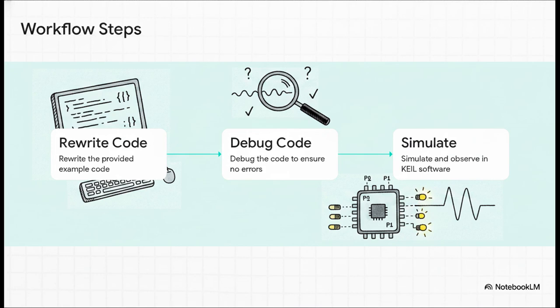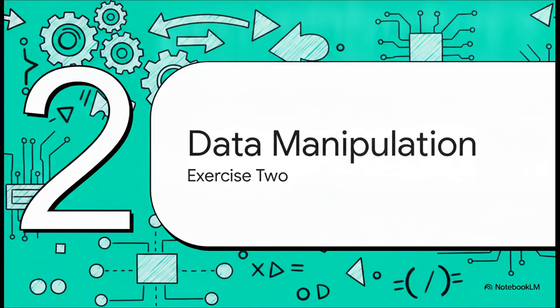To clear this first level, your immediate task is to actively rewrite this example code into your development environment. And hey, don't just copy and paste, actually type it out so you build up that muscle memory. Then debug it and simulate it in your Keil software. Your goal during simulation is to physically observe output port P1 reacting in real time as you manually flip the inputs on port P0. Seeing those simulated pins toggle based entirely on the code you wrote, that's your first major victory for today. Moving right along to Level 2, Data Manipulation.